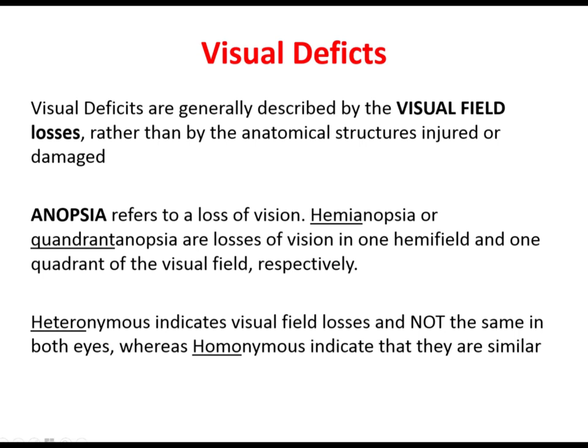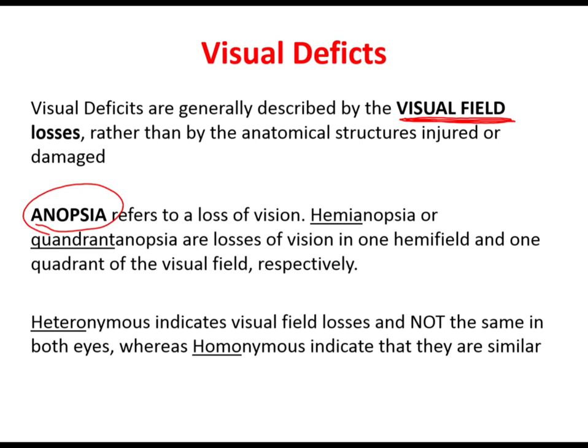So visual deficits, how do we have different terms for these visual deficits? Visual deficits are generally described by the visual field, so it's what your deficit is, the visual field losses, rather than by the anatomical structures injured or damaged. Anopsia refers to a loss of vision. So hemianopsia or a quadranopsia are losses of vision in one hemifield or in one quadrant of the visual field respectively. Hemi is where you're losing half of your visual field, or a quadrant where you're losing less than half of a given hemifield.